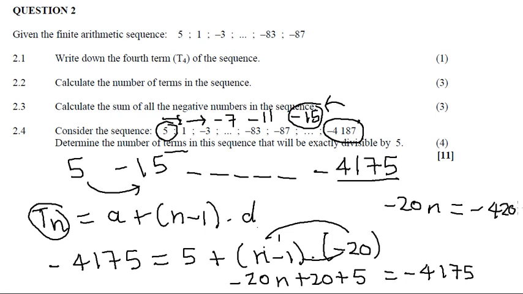And if I divide both sides by negative 20, I will get the number of terms that's divisible by 5. And the answer comes out to be 210. So 210 terms of this pattern are divisible by 5.